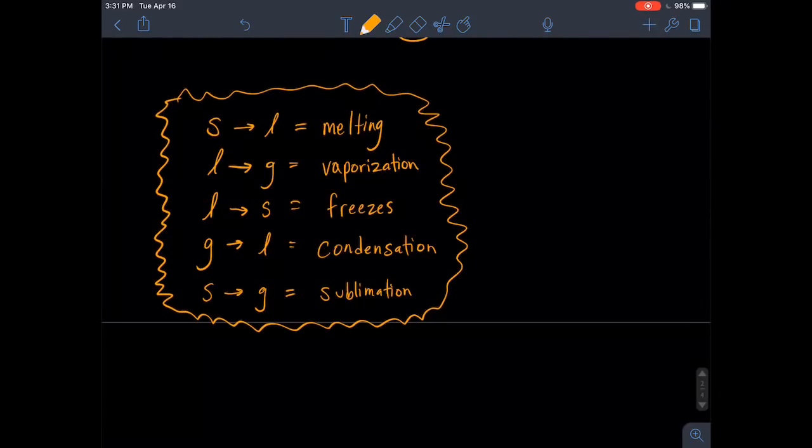But you know what? That's a wrap. Let's move on. Let's dig in even more. Let's look at these bonds. Let's look at changes, physical and chemical changes.